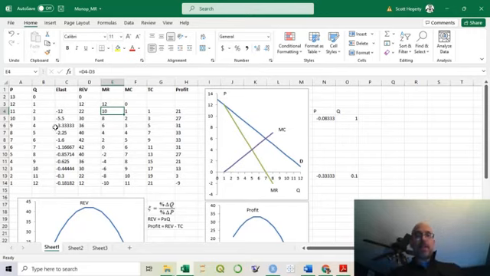And so this is simply the difference in PQ. Right? So we've already calculated PQ. So from 30 to 36, the difference is 6. From 36 to 40, it goes up by 4. But after it peaks, from 42 to 40 is negative 2 and so forth.